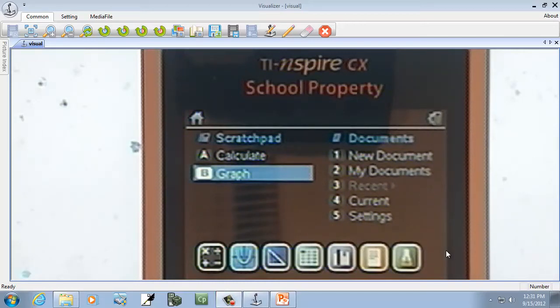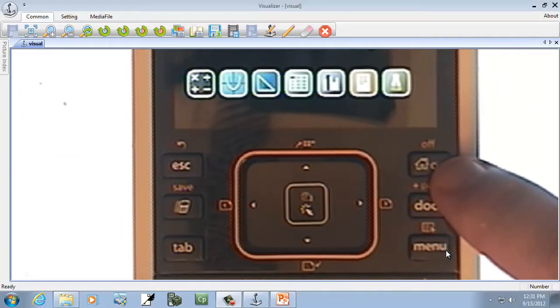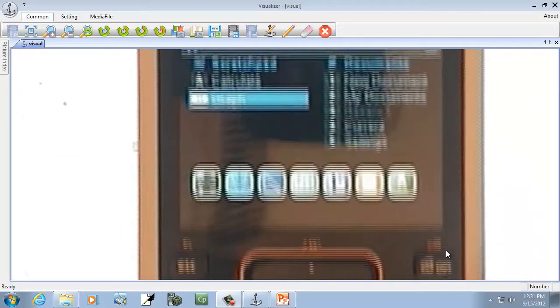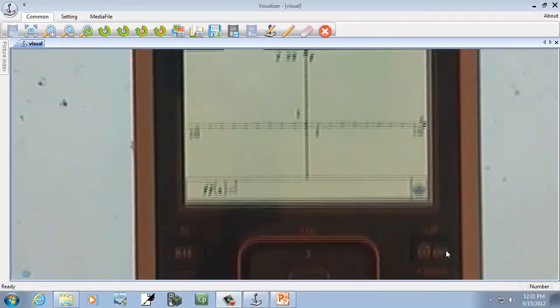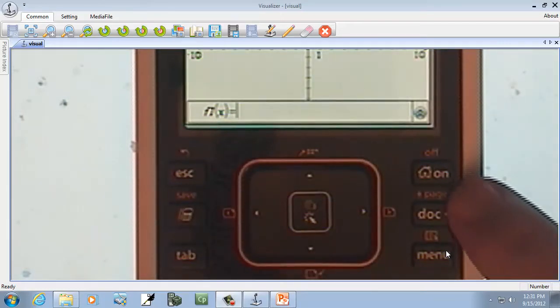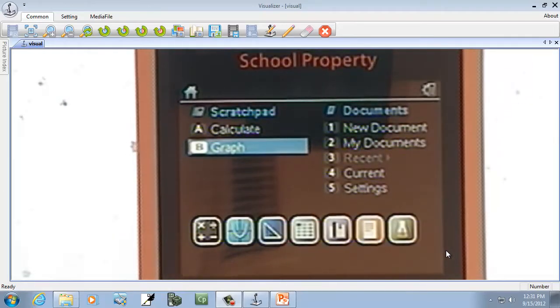Okay, let's look at the TI-Nspire CX. We've got our main screen here. Now, if you don't see that screen, you can get it by pushing this home button. That'll take you back there. For example, if I'm over in the graph screen like this and I want to go back to my home, I push the home button. That'll bring you back here.